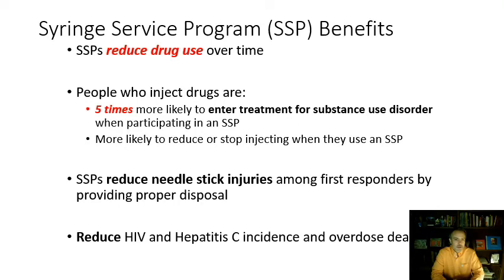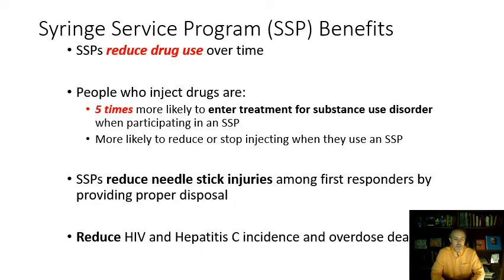On average, one course of hepatitis C treatment ranges between $80,000 and $120,000. So if we can prevent people from contracting hepatitis C and having to pay for that through tax dollars once they're incarcerated, by exchanging used needles for unused needles and lowering the likelihood of contracting and spreading hepatitis C and HIV, that is the way that SSPs are providing those harm reduction initiatives and services.